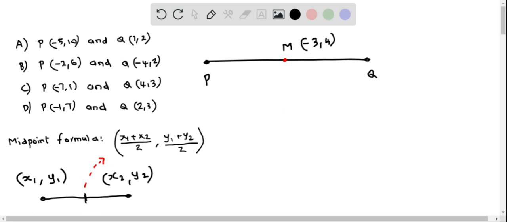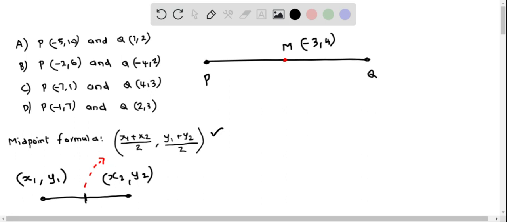That is, if there are 2 points x1, y1 and x2, y2, the midpoint of the line segment joining these 2 points is given by this formula, that is x1 plus x2 by 2 comma y1 plus y2 by 2. So I'm going to use this midpoint formula to evaluate the points P and Q.